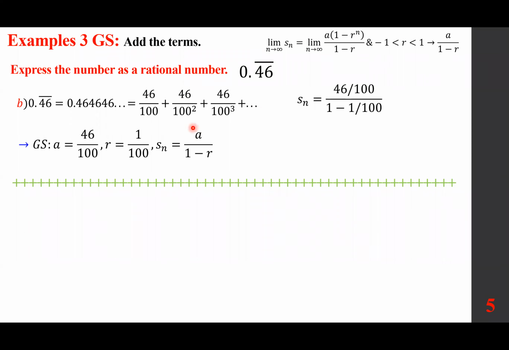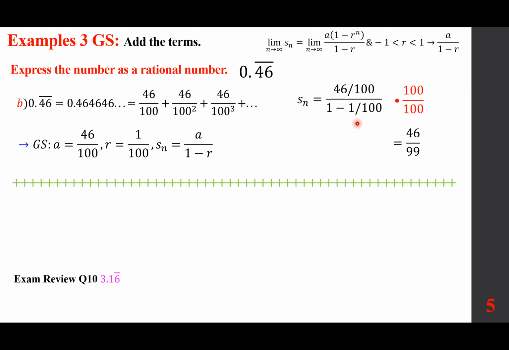So the first term is 46 over 100, 1 minus r is 1 over 100. This is a complex fraction. You multiply by 100 over 100. This gives you 46. The bottom gives you 100 minus 1, which is 99. And there you have it.